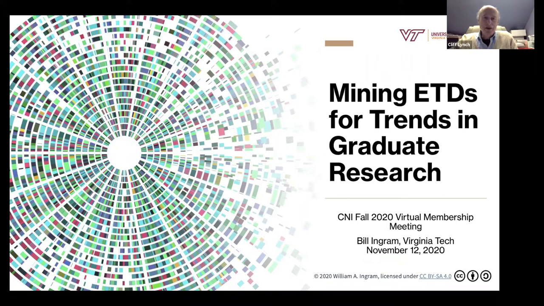So let me move on and take us right to Bill Ingram from Virginia Tech. Bill is going to talk to us today about mining electronic theses and dissertations for identifying and understanding trends in graduate research. I'm familiar with a fair body of work that tries to mine scholarly published literature, journal literature, to identify emerging trends, but the ETD corpus is really quite a special corpus with some unique properties, and I think offers some unique insights into things. So I'm going to be very interested to hear what Bill has to tell us about this. And with that, thank you for joining us today, Bill, and over to you.